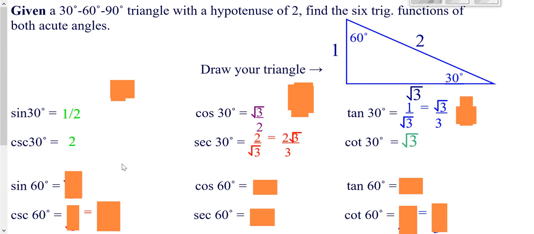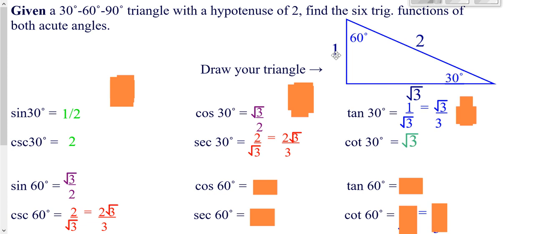When I'm looking at my 60-degree ones down here, I'm going to go ahead and let 60 be up here. So that means my opposite would be the root 3, my adjacent would be the 1, and 2 would still be my hypotenuse. So my sine would be my root 3 over 2. Flip it upside down for my reciprocal function. Rationalize the denominator, and I get this.